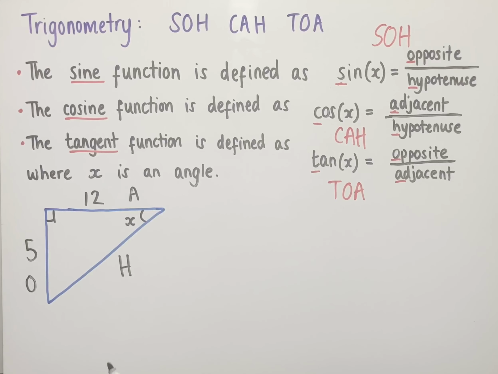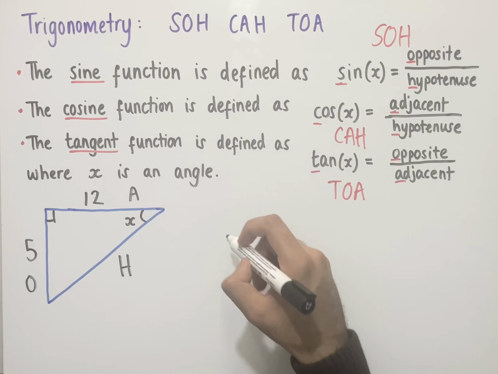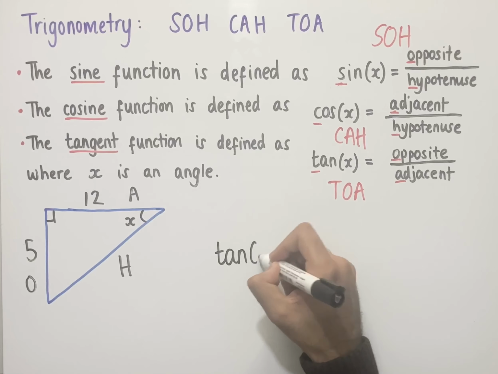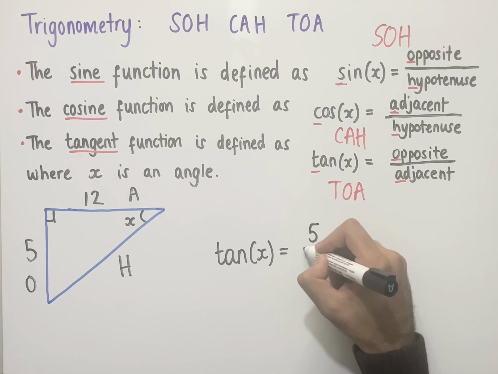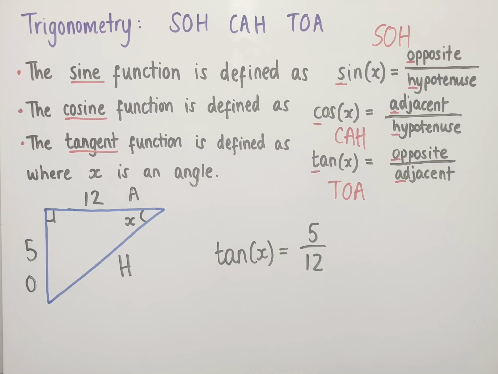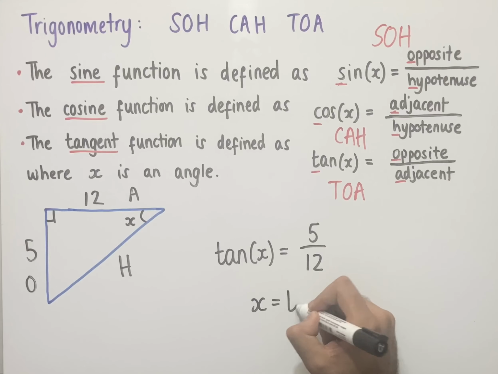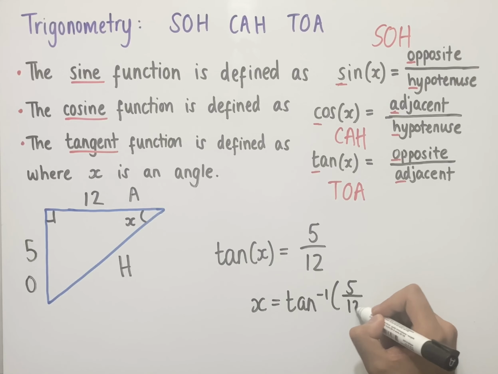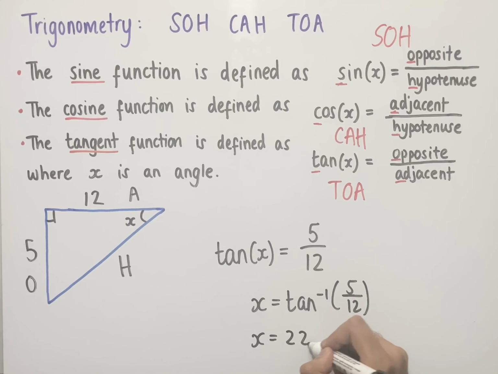So in this case we see that we've got the opposite side and the adjacent, and so looking at our acronyms, we have O and A in TOA, and so we have the following equation: tan x equals the opposite side, which is 5, over the adjacent, which is 12. Now taking tan inverse of both sides, we have x equals tan inverse of 5 over 12, and if we put this on a calculator, we find that x equals 22.6 degrees to 1 decimal place.